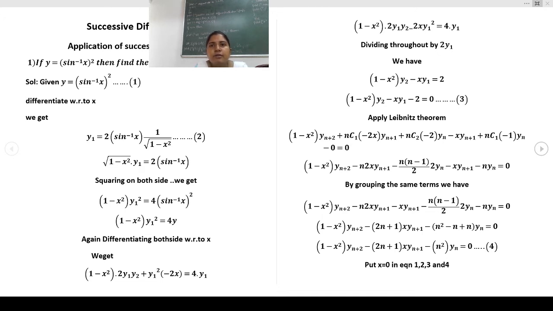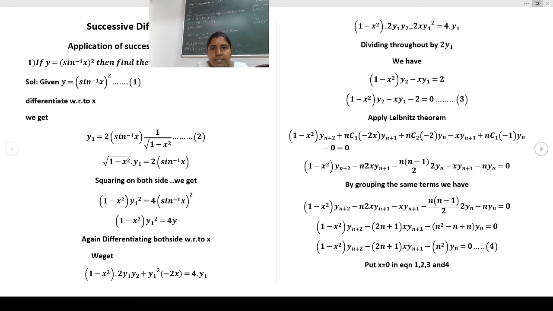Next, for the remaining minus x y1, applying the Leibniz theorem, we have minus x into yn plus 1, plus nC1 into minus 1, the differentiation of minus x, into yn. And applying the Leibniz theorem to the constant, its derivative is 0, therefore 0 equals 0.